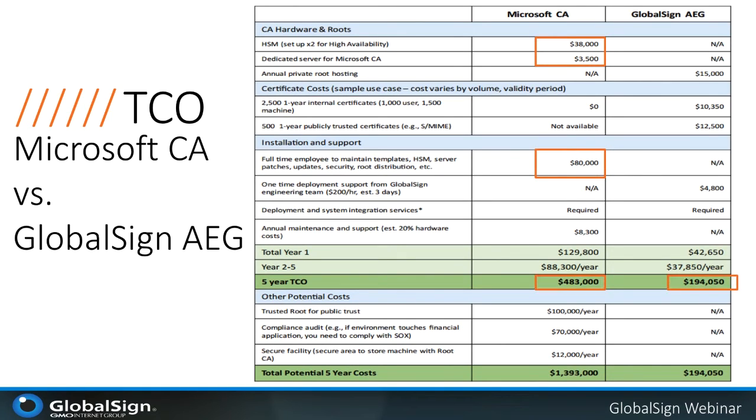And finally, that brings us to the 5-year total cost of ownership. As you can see, although you are paying for certificates with AEG, the overhead and management of a Microsoft CA is more than double that of AEG. Now, this is not to mention the other possible costs that you may incur, including a trusted root for public trust, compliance audits, and having a secure facility.